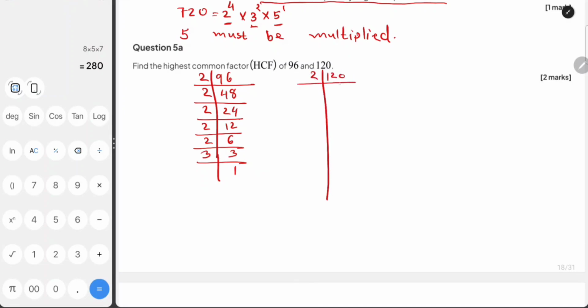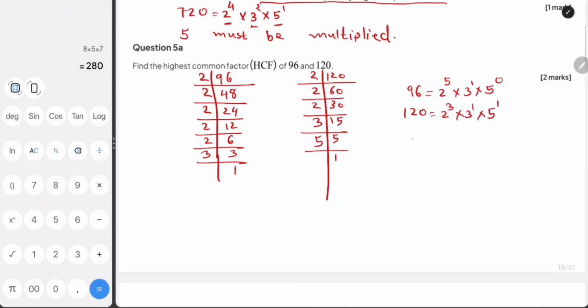Similarly 120 divided by 2, 60 divided by 2, 30 divided by 2, 15 divided by 3, 5, and 5 ones are 5. So 96 can be written as 2 raised to 5, 3 raised to 1, and there is no 5, so let's write 5 raised to 0. And 120 is 2 raised to 3, 3 raised to 1, and 5 raised to 1. In HCF we take the lowest power, so that's 2 raised to 3, 3 raised to 1, and 5 raised to 0. That's 8 into 3, 24.